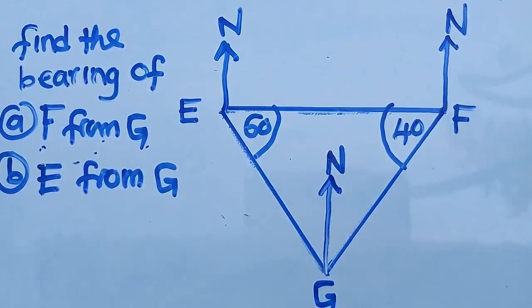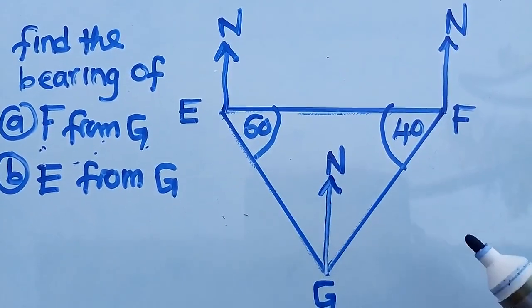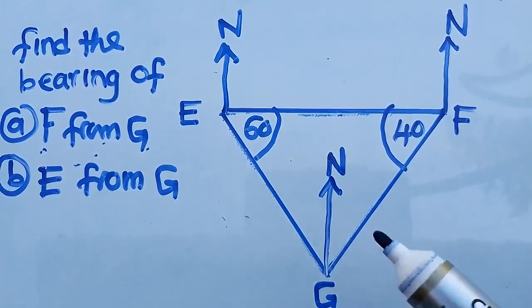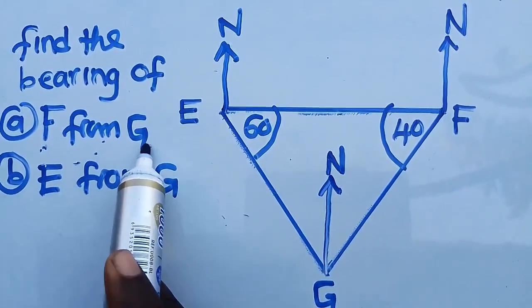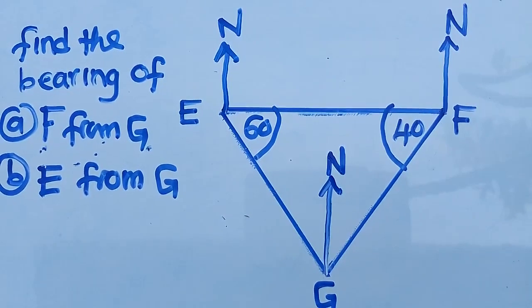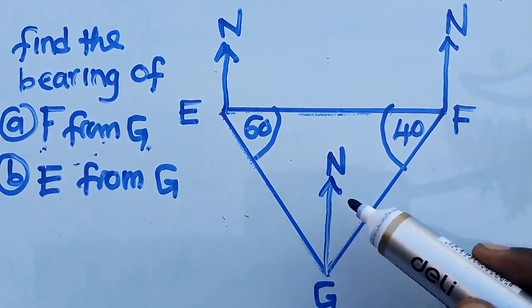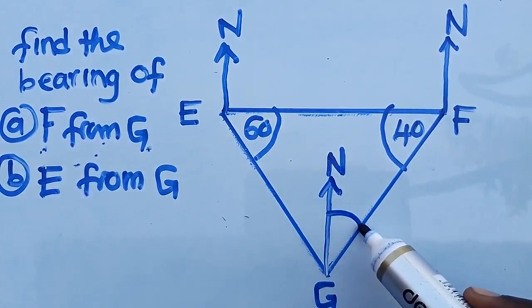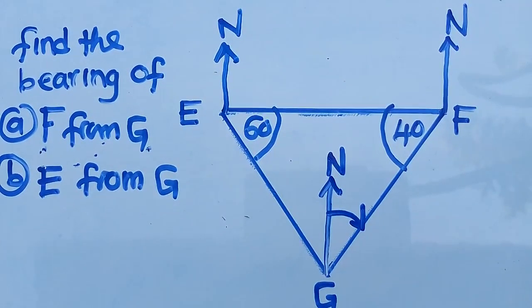So, finding the bearing of F from G. Where are you starting? You are starting from G, going to F. Since we are starting at G, I've told you that we focus on the north. So we are going to locate the north of G. We are starting at G here, then I find F like this. When I reach here, this is my F.